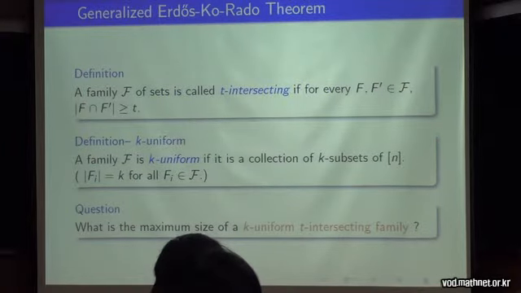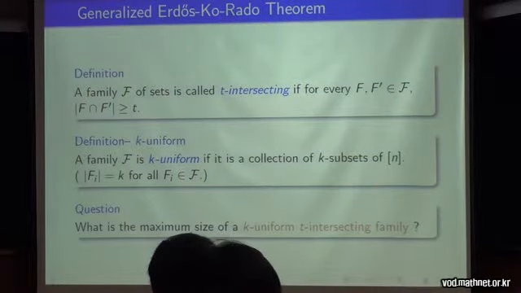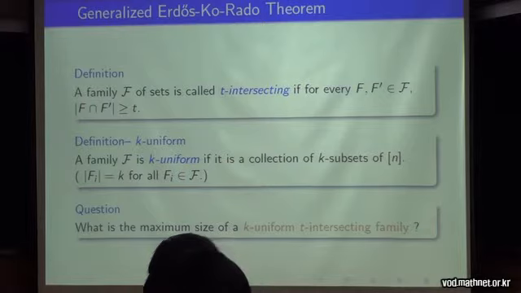Now, let's look at another property, the t-intersecting property. What is the t-intersecting property? If the size of the intersection of any two sets is greater than or equal to t, this subfamily is called a t-intersecting family. If t is 1, it's just an intersecting family. And what is the maximum size of a k-uniform t-intersecting family?